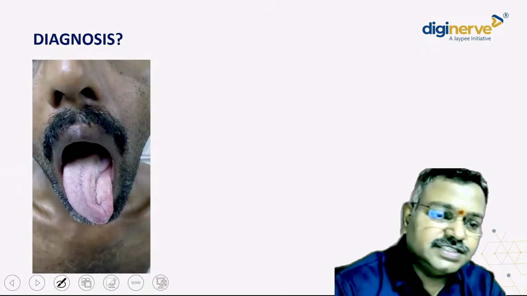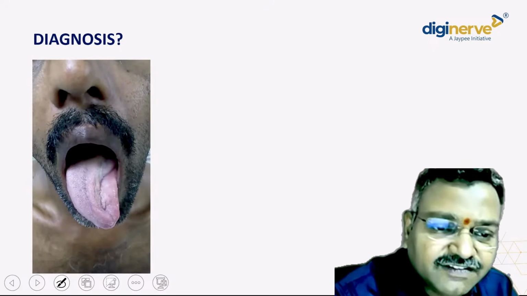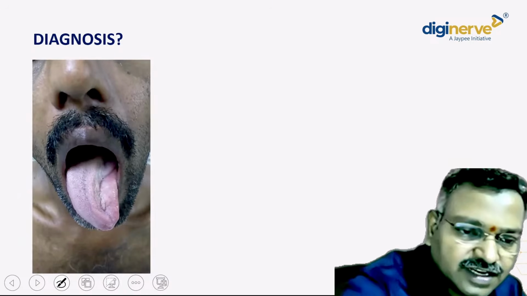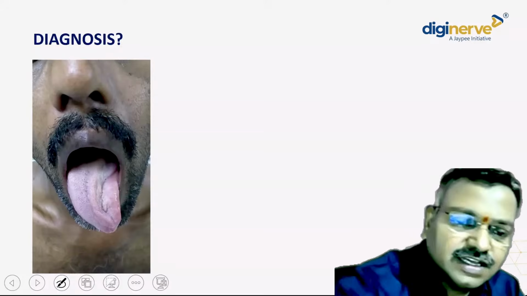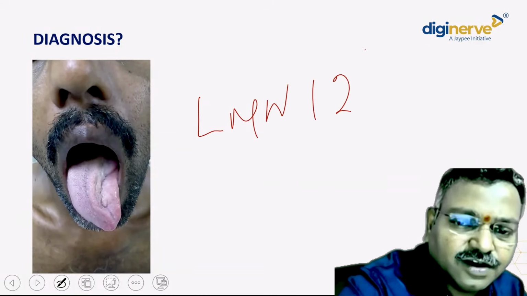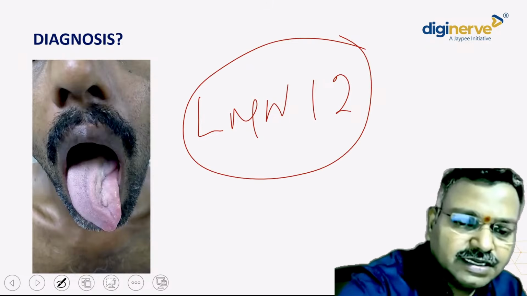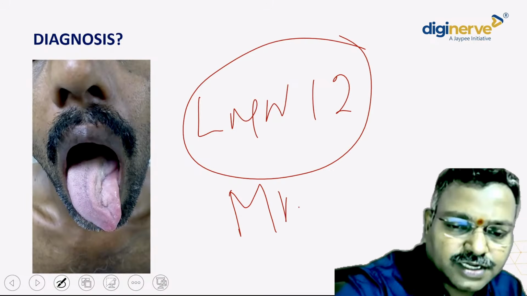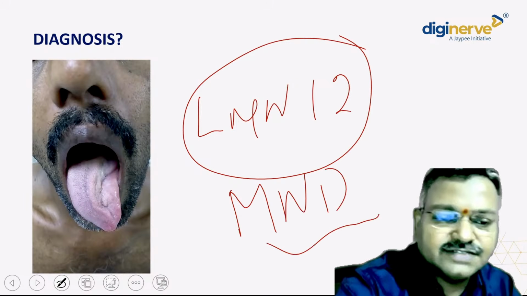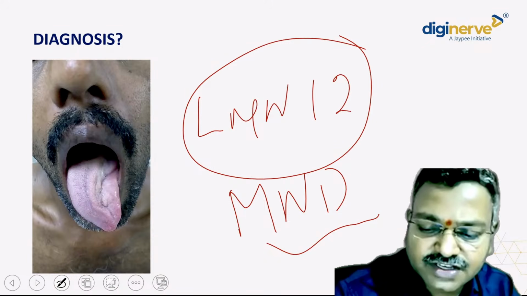So you can see here, the tongue is deviated to the left and there is wasting and fasciculations of the tongue, very characteristic. So this is an LMN sort of 12th nerve involvement, wasting and fasciculations you're seeing. And one disease we should remember is the bulbar variety of motor neuron disease, where you can get this very characteristic feature of fasciculation. So this is the fasciculation that you're seeing.